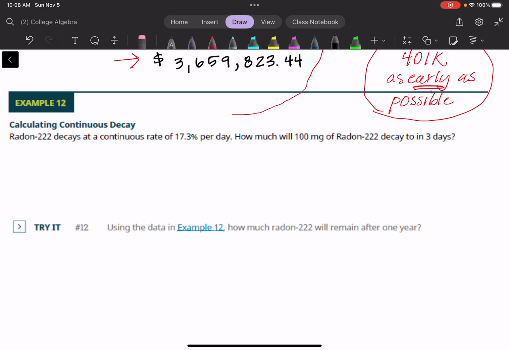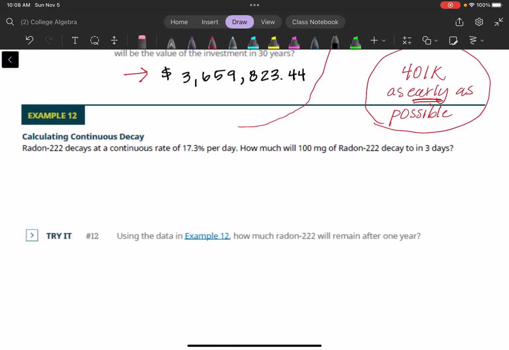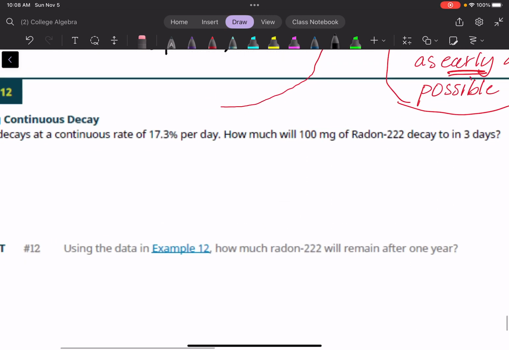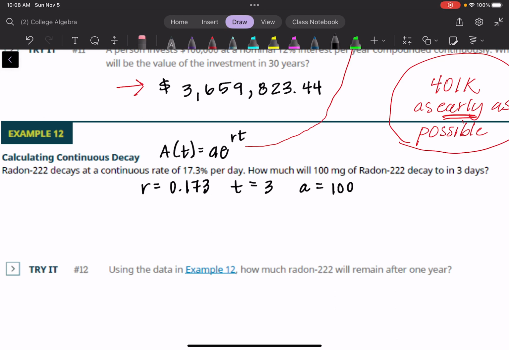Now let's talk about continuous decay. One of the applications is decay of radioactive isotopes, such as radon-222. So for this, we'll not use the financial applications version of the continuous growth and decay formula, but we'll use the regular application where the initial value is A. And so let's pick apart what we have. The rate here would be 0.173. And the time elapsed is actually going to be 3. And the initial amount, A, would be 100 milligrams.